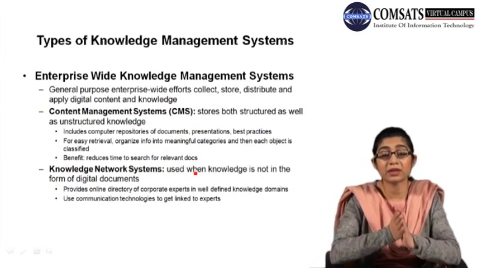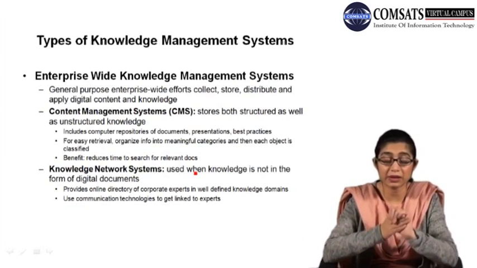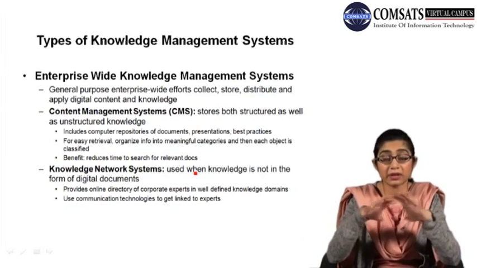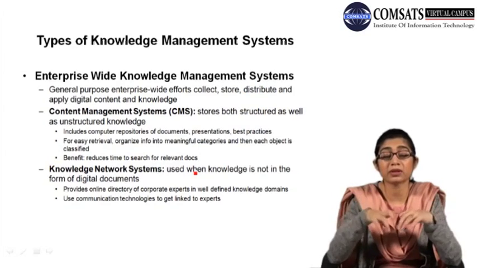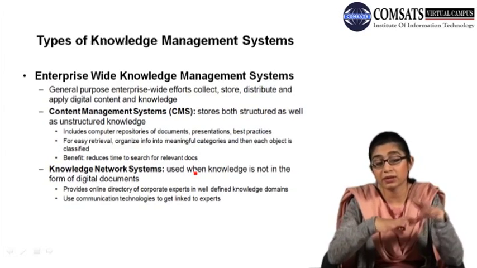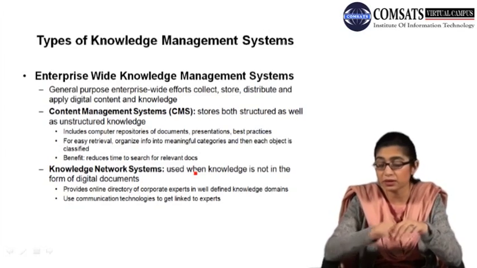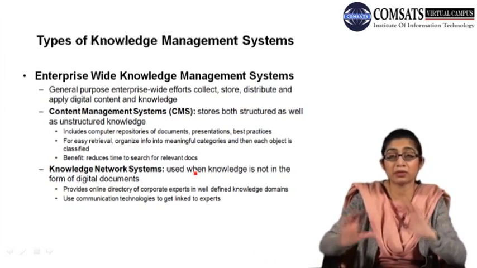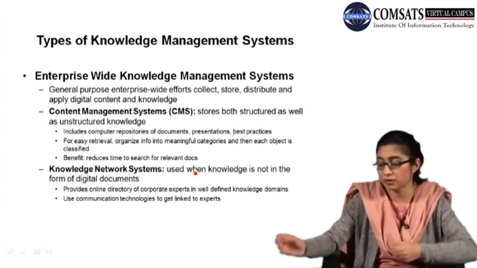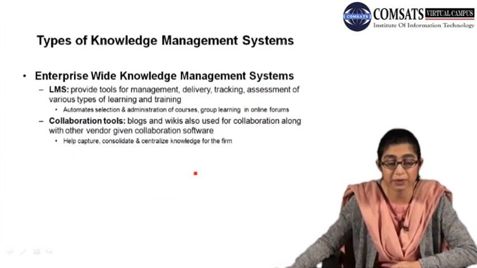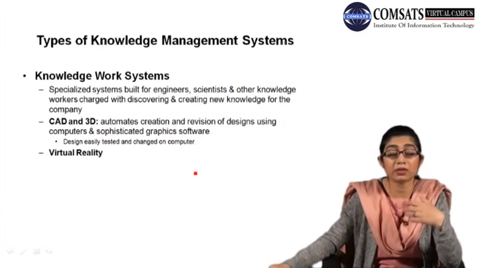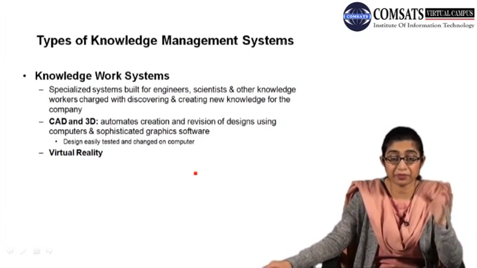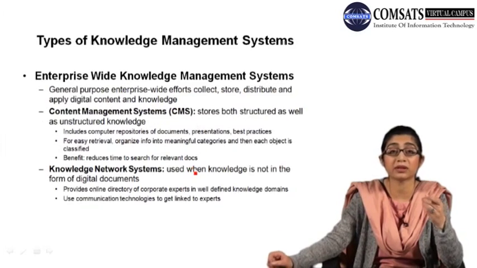Now let's talk about the types of knowledge management systems. Basically, we have categorized knowledge management systems into 3 types. So number 1 is the enterprise-wide knowledge management systems, that is, systems that work throughout the enterprise. Then there are the knowledge work systems. That again, I will define later on, what the knowledge work systems are.